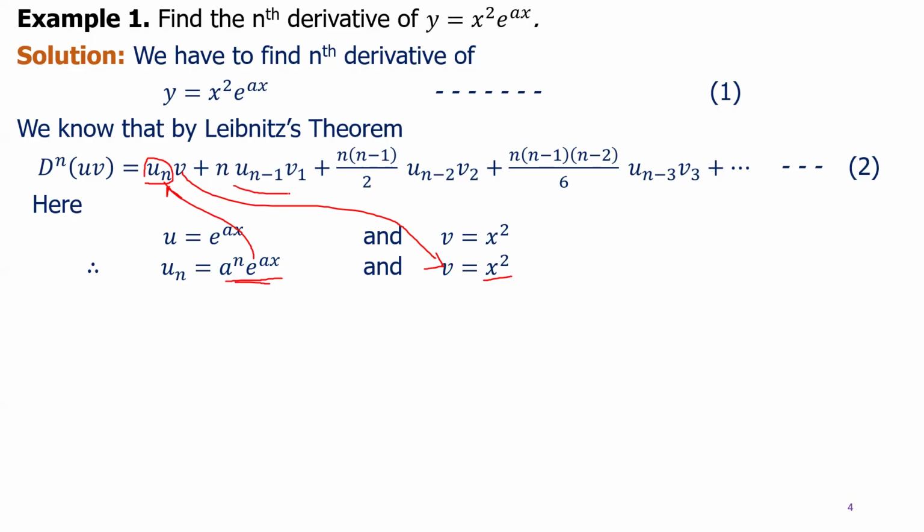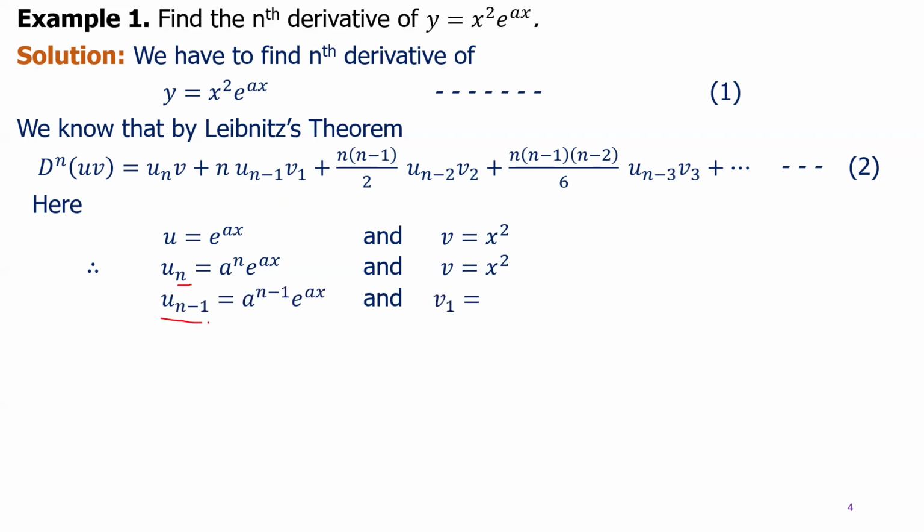Similarly, what is un minus 1? We just replace n by n minus 1 to get un minus 1. It is nothing but a to the power n minus 1 e to the power ax. And similarly, if you want to find the derivative of x square, v1, which is what? The derivative of x square is 2x.